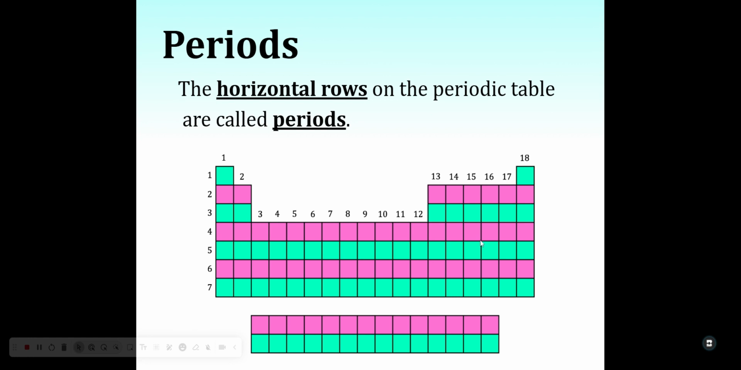Once we get into the realm of 4, 5, 6, and 7, things get a little bit hinky. So we're just going to worry about these first 3 and a little bit right here for the 4th row. But we will not be touching this middle section this year.